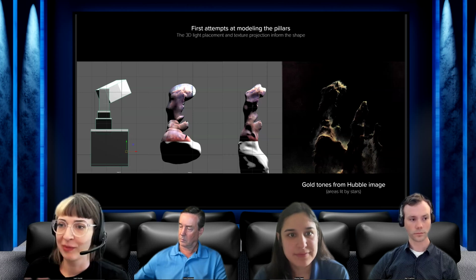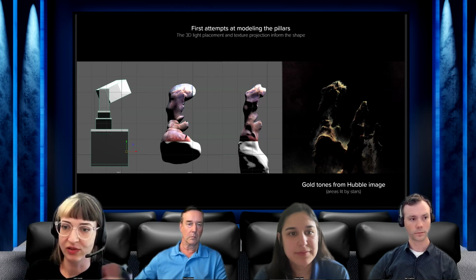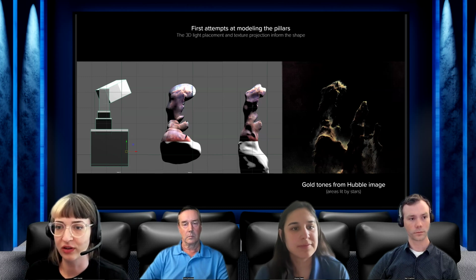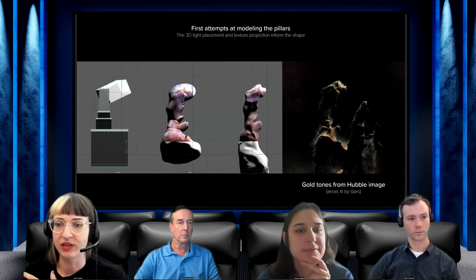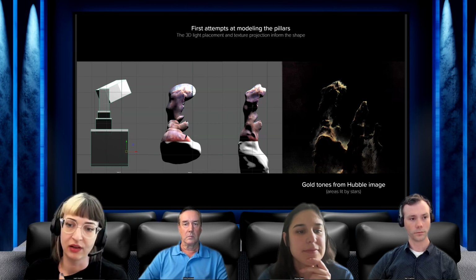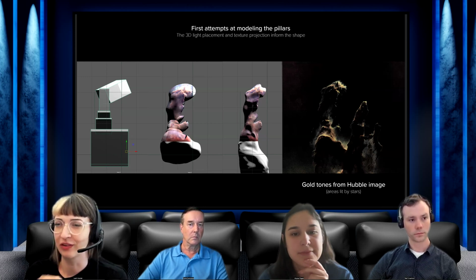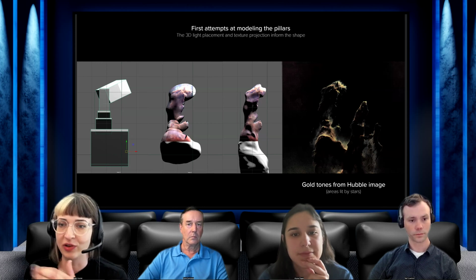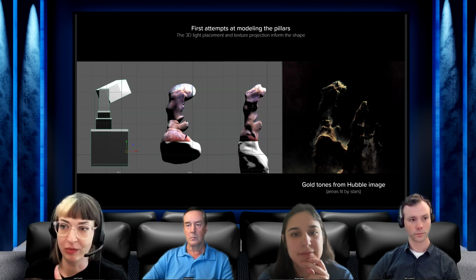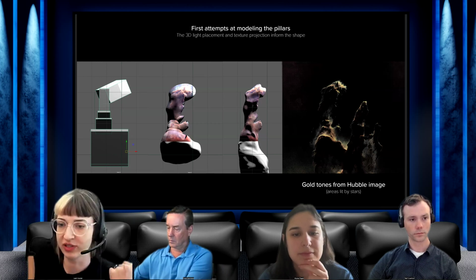So for making pillars, where do you start? There's a lot of ways that you could do it, but I decided to start with just basic boxes. I used a combination of texture projection and 3D lighting based on the physical star locations to influence the sculpting in Maya. The lighting was used as a guide to match the gold tones from the Hubble image, which are the areas that are lit by the stars. So you can figure out what areas are getting the most light versus less to help you figure out where pieces of it are positioned.